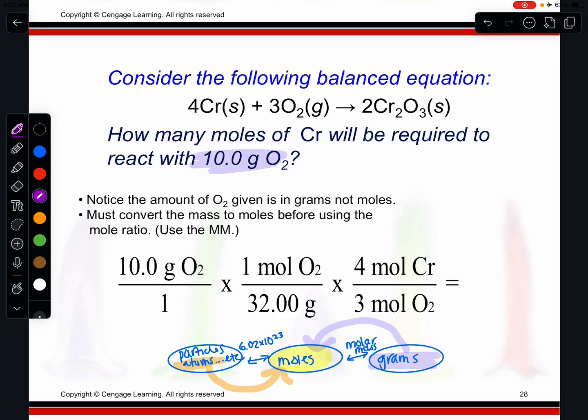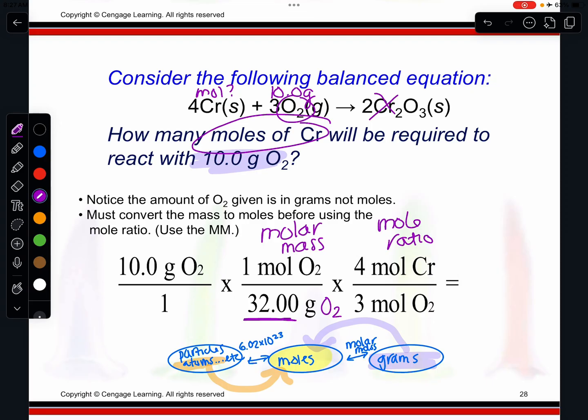We have 10 grams of the O2, so we are starting with 10 grams. And we are trying to end up in moles of the chromium. Remember, it's saying Cr, so it's not going to pick this one. It's going to be picking this one. Okay, so I start with my grams, and then I have to use molar mass. And because there are 2 O's in our formula, we have to do 16 times 2, which is where that 32 comes from. So this is the grams of the O2 to the moles of the O2, and then you can go ahead and do the new mole ratio step that we just learned.